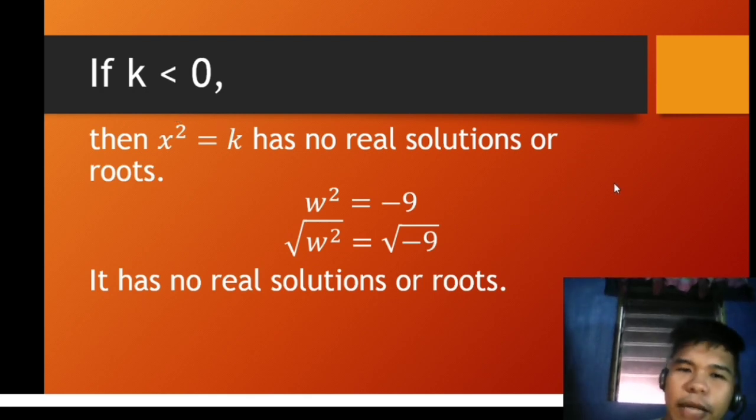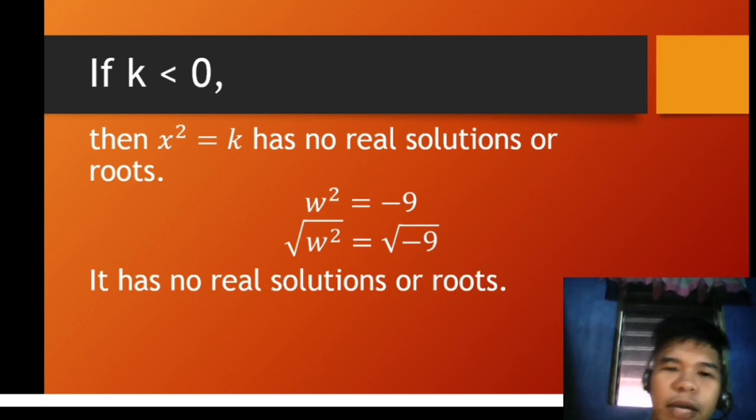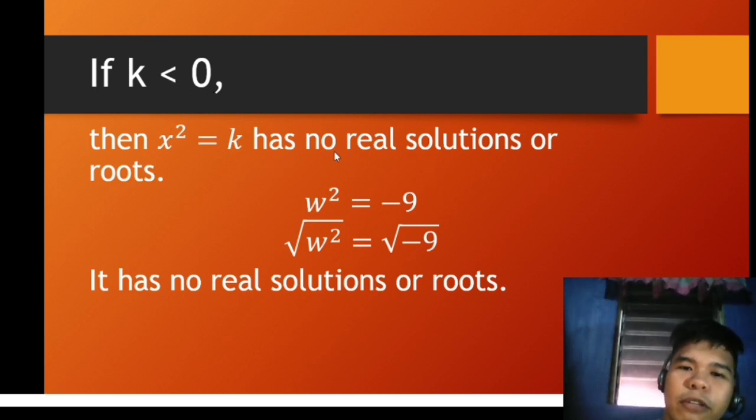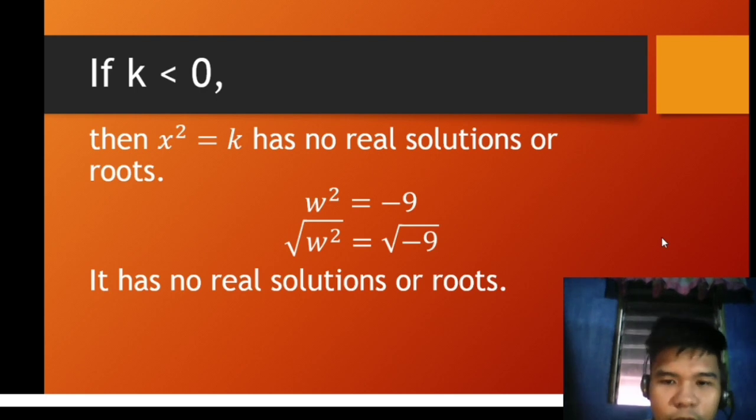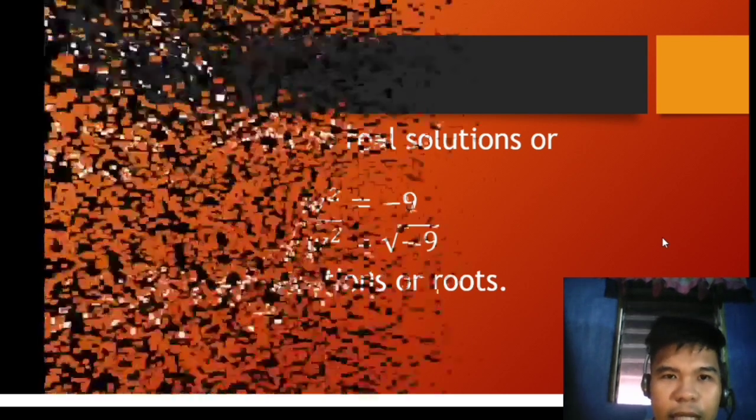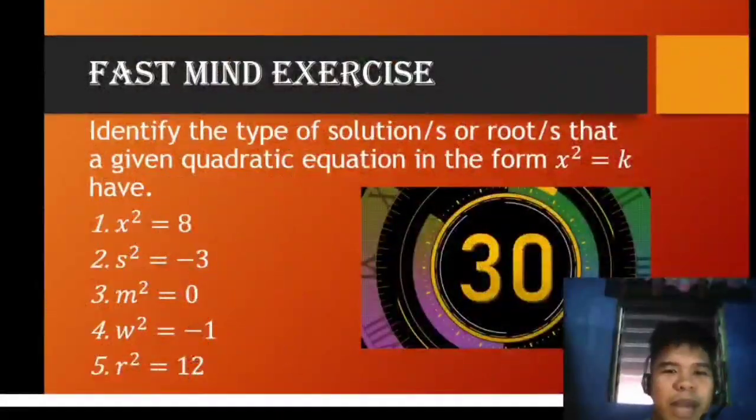So going back again, if the value of k is greater than 0, then we have two real solutions or roots. If k is equal to 0, then we have only one real solution. And if k is less than 0, then it has no real solutions or roots. Okay, so by that, let us have first our fast mind exercise.